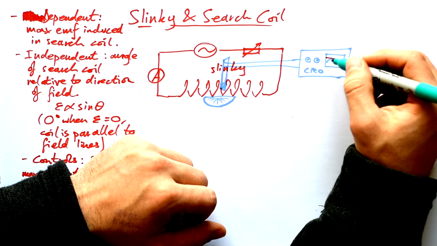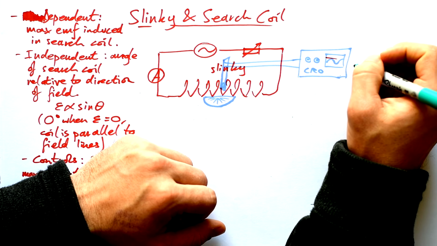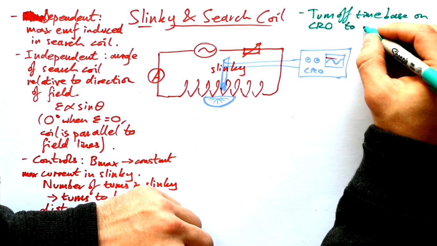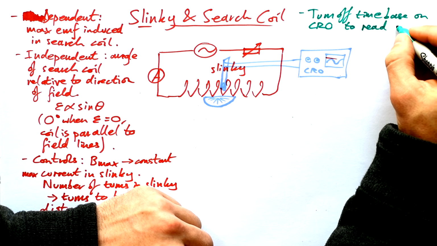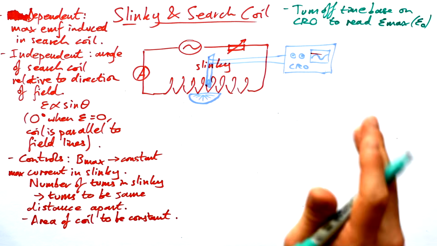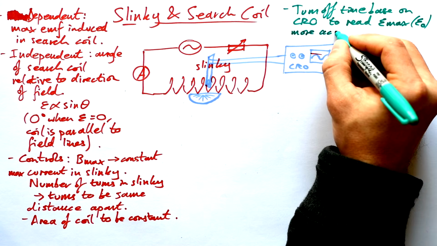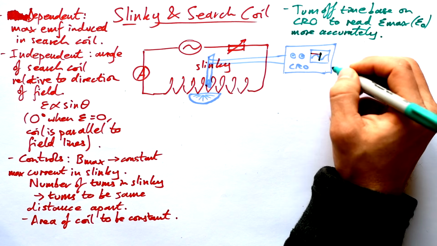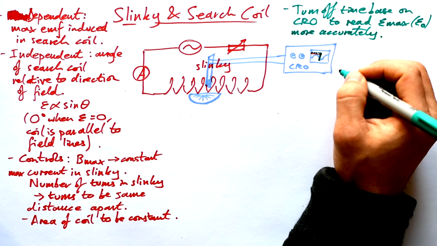Now, when it comes to the CRO, we are going to have quite a fuzzy trace. And so what we're going to do is turn off the time base so we can read where the max EMF is, sometimes called epsilon 0. We can do that to read it more accurately. So instead of actually seeing a trace on here, all we'll see is a line in the middle, and then we can just see where the top of that line is.